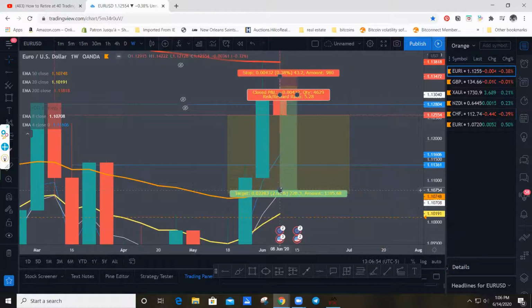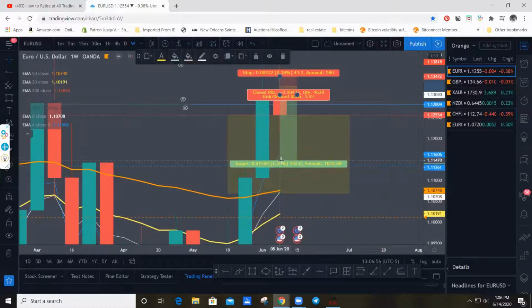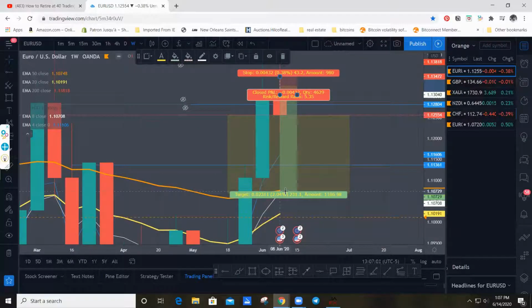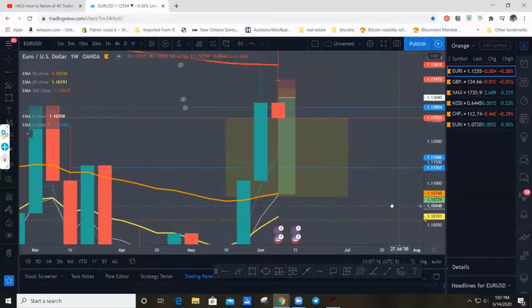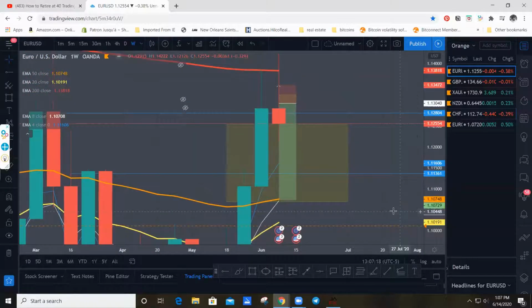So that's one take profit right here, and the other one take profit here. Could possibly go down to here. But that's TP1, TP2, and TP3. All right, that's USD.